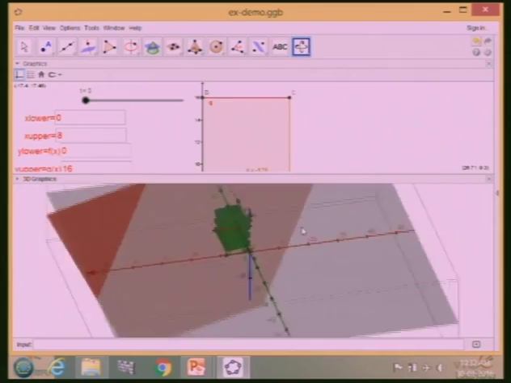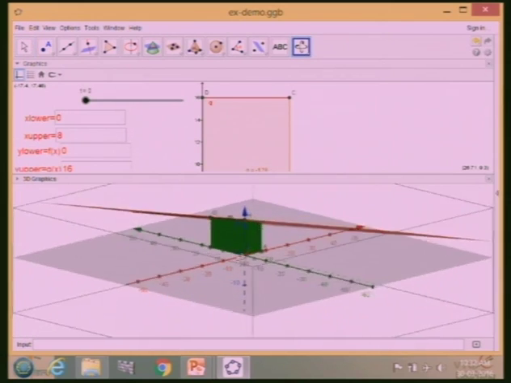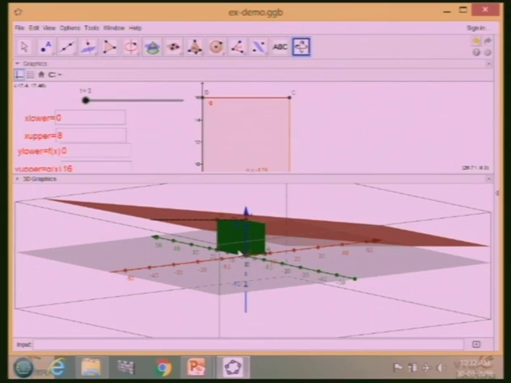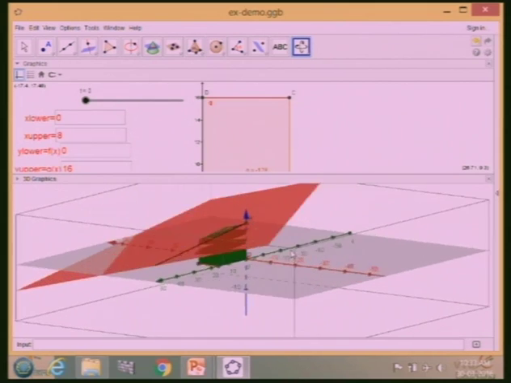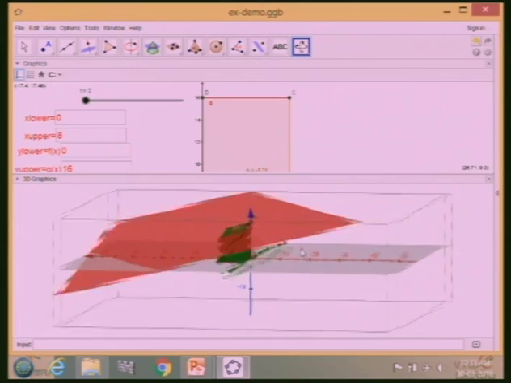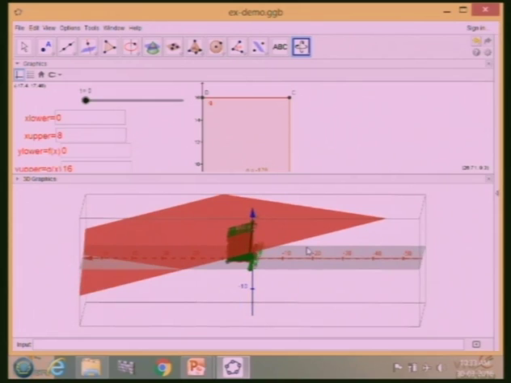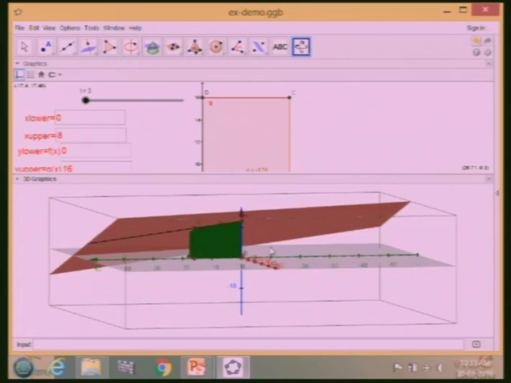You can see the volume clearly here: above the rectangular region, below the slanted plane, which is plotted for all x and y. We consider below that, meaning above the rectangular region, that is the volume of the building.